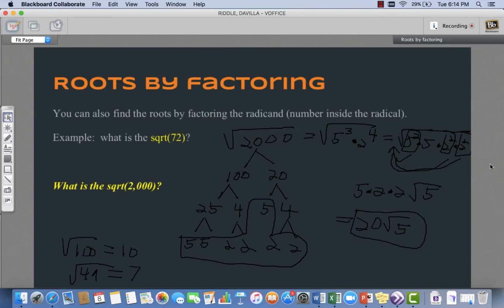Did you kind of get a similar answer or a close process of how I got this? Okay, awesome. So I think you're pretty good with these. I think you might be a little confident with the roots by factoring.